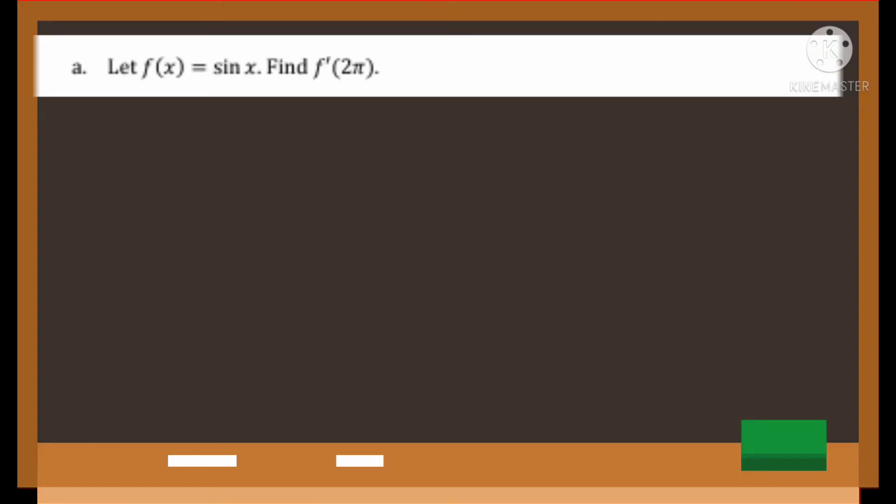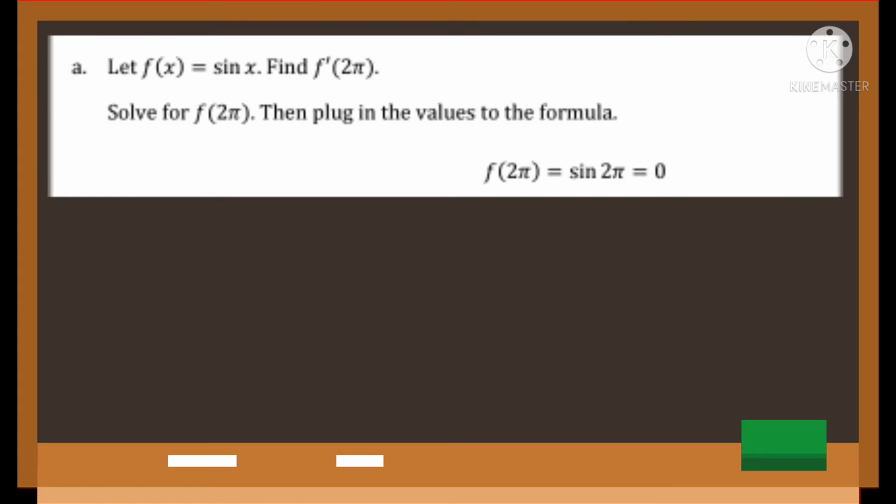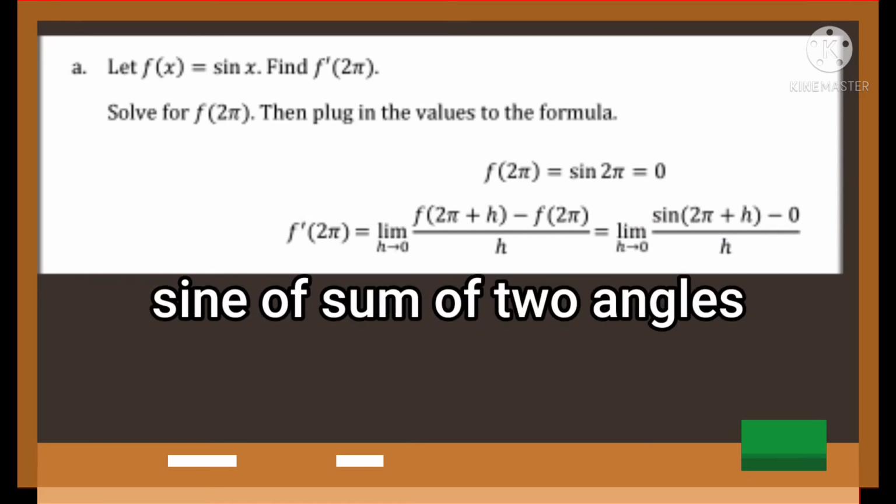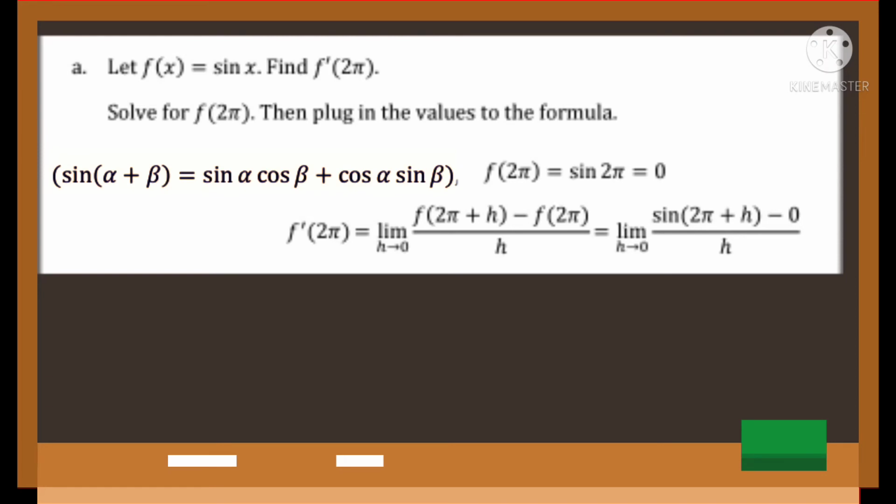For our second example, let f of x be equal to sin x. Find f prime of 2 pi. Solving for f of 2 pi, sin of 2 pi is equal to 0. Plugging in the known values to our formula, we'll have... Now, in order to expand this expression, we are going to need an identity. In pre-calculus, you learned about sine of sum of two angles. What is our identity again? Here it is.